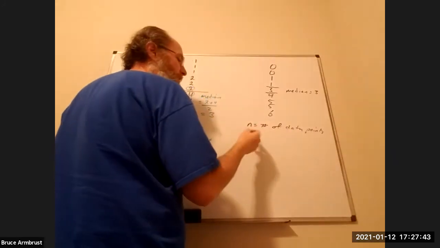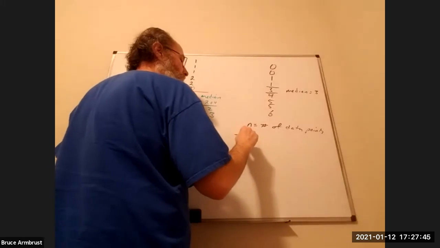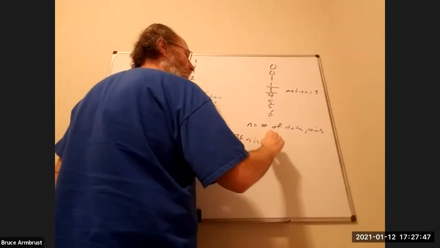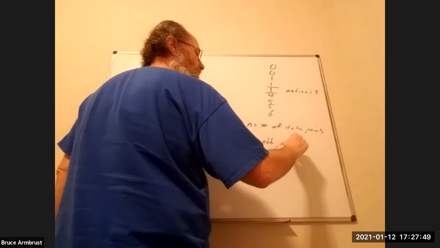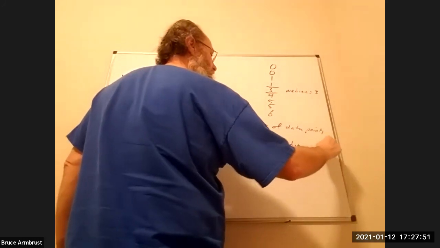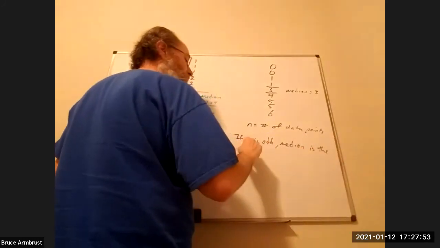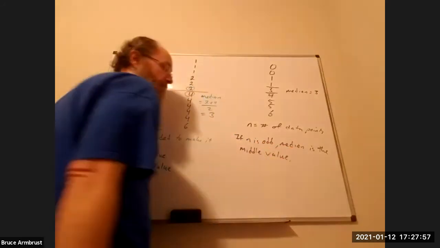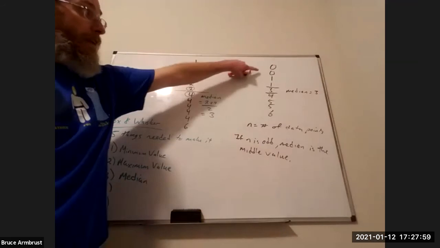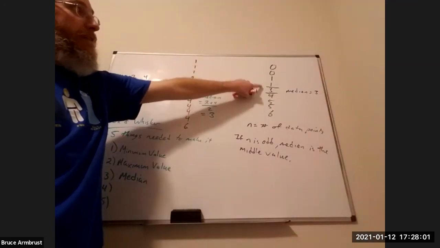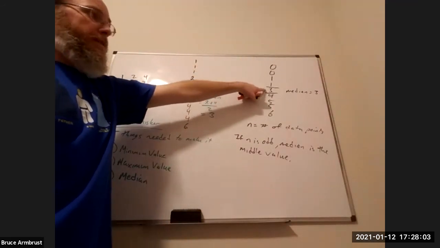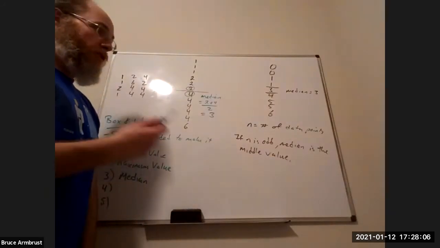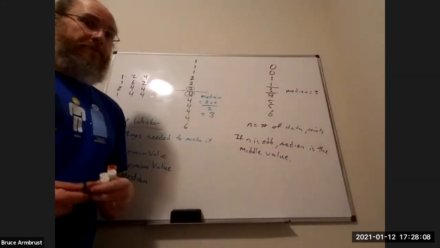Okay. So here's how we find the median. If n is odd, the median is the middle value. So if we've got all our data listed out, it's the middle value. So in this case, it would be 3.